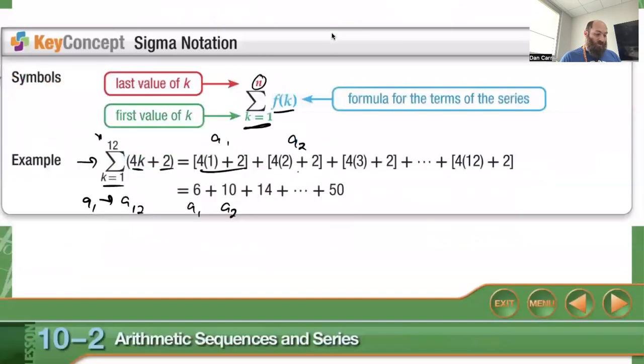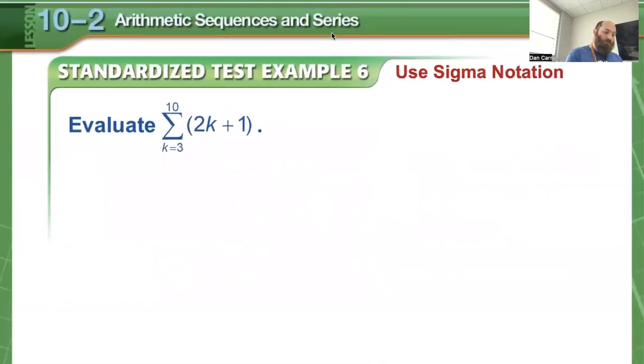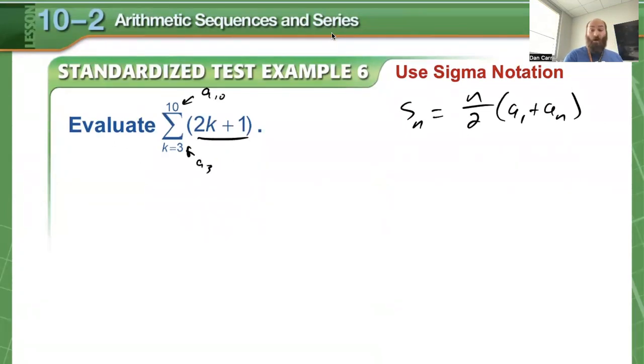All right, so let's use that for this problem. So again, evaluate this one right here. Here's my rule. Okay, this is what I ultimately want to use: n over 2 times a sub 1 plus a sub n. So in this specific example, we know where we're starting actually. We're starting at a sub 3 and we're ending at a sub 10. So we're starting here and we're going up to a sub 10. So instead of a sub 1, we're going to treat that a sub 3 as that idea.